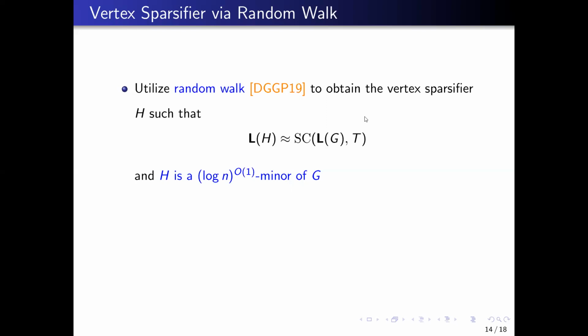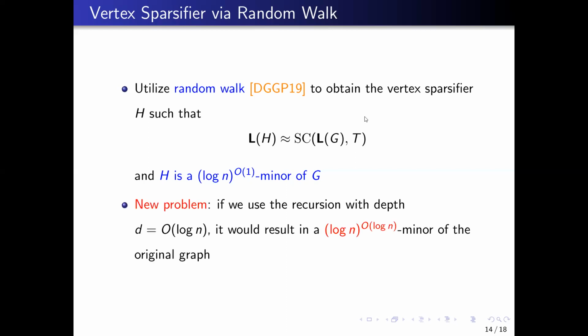However, now the problem becomes: if we use the recursion with depth big O(log n), it would result in a log n to big O(log n) minor of the original graph because of comparisons of minors. Recall that when graph H is a rho-minor of the communication network, the number of communication rounds taken by the distributed algorithms on H is proportional to rho. Here, rho is log n to big O(log n). The resulting number of rounds would have the factor log n to big O(log n), which is not acceptable.